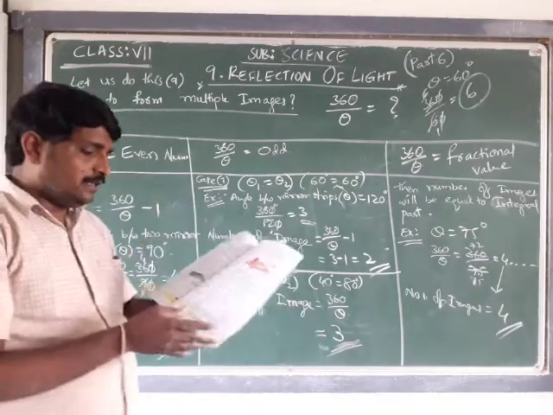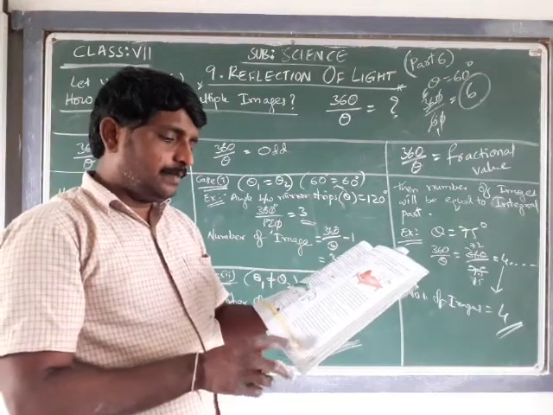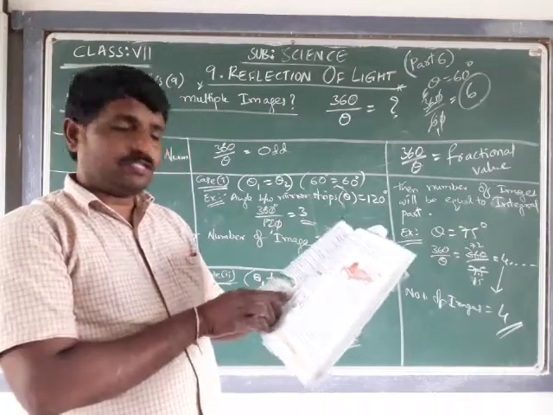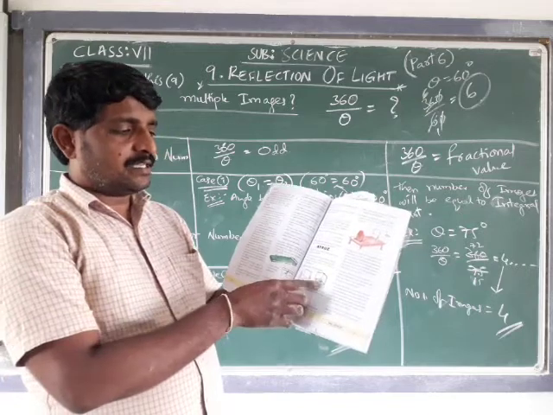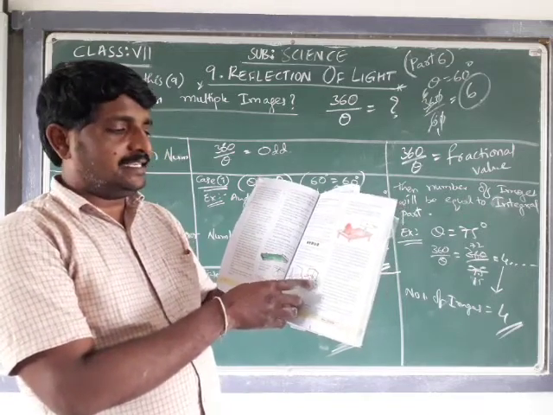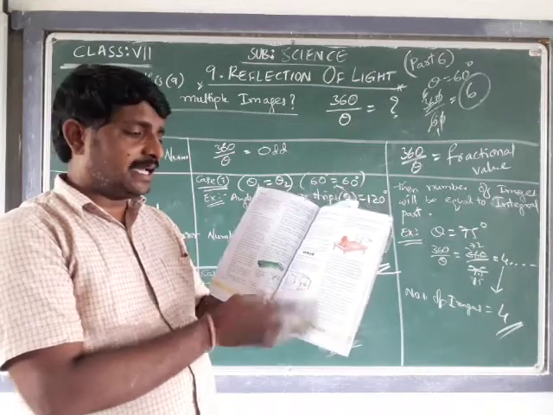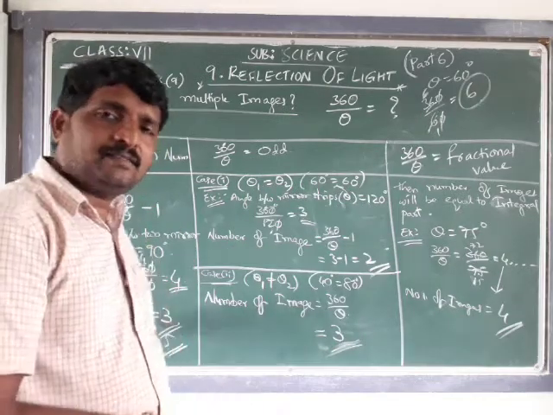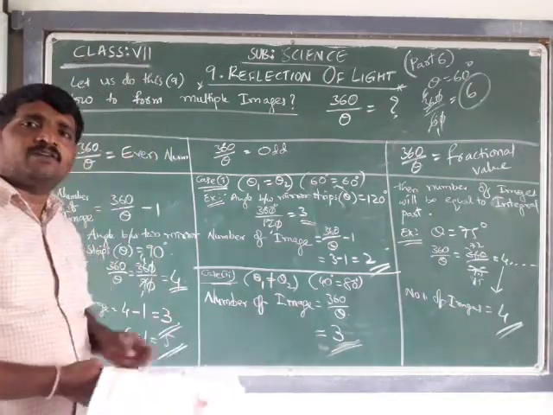On page number 95, the 8th question is there. Here, how many images are going to form? The angle is 90 degrees, exactly dividing it. In this case, take the reference of this and write how many images are going to form.